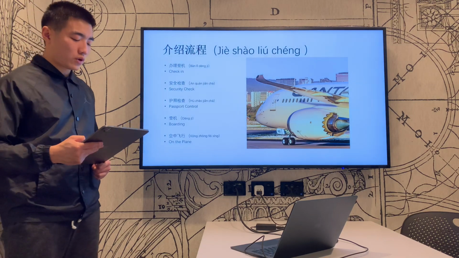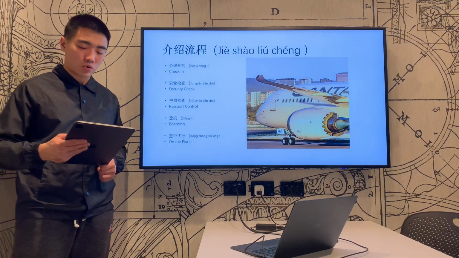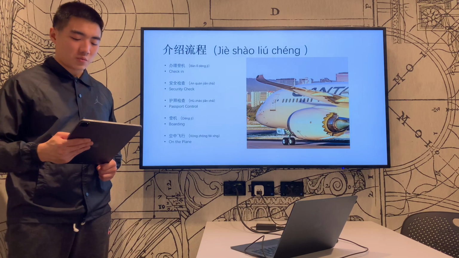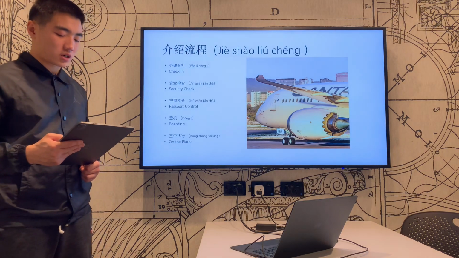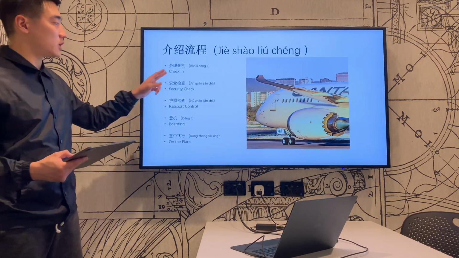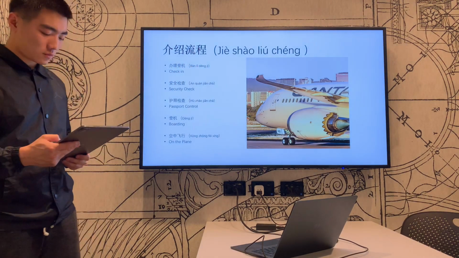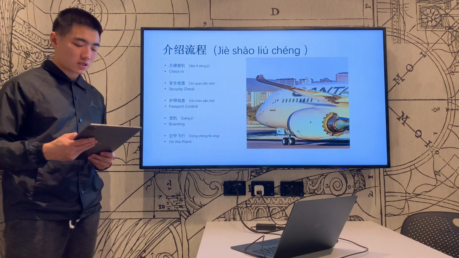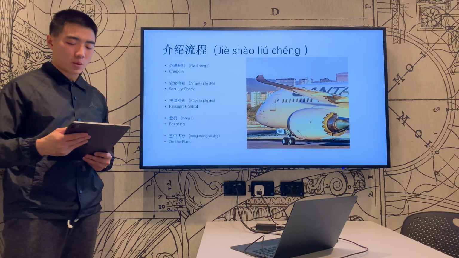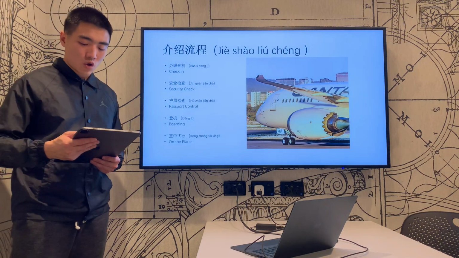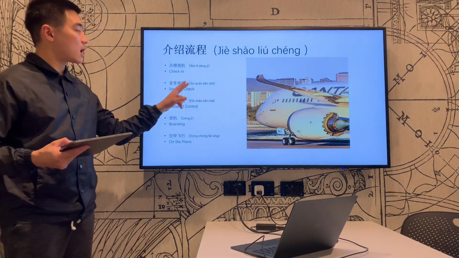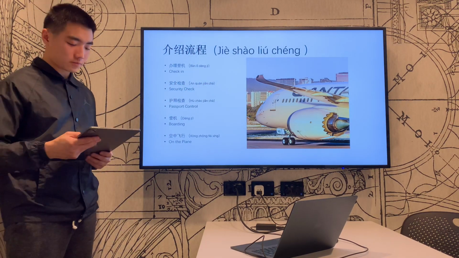So firstly, we all know that when we get to the airport, we need to enter personal information in order to get a boarding card. This process called check-in, and in Chinese is 办理登机. After we get the boarding card, we need to line up for a security check. Pronounced in Chinese is 安全检查.